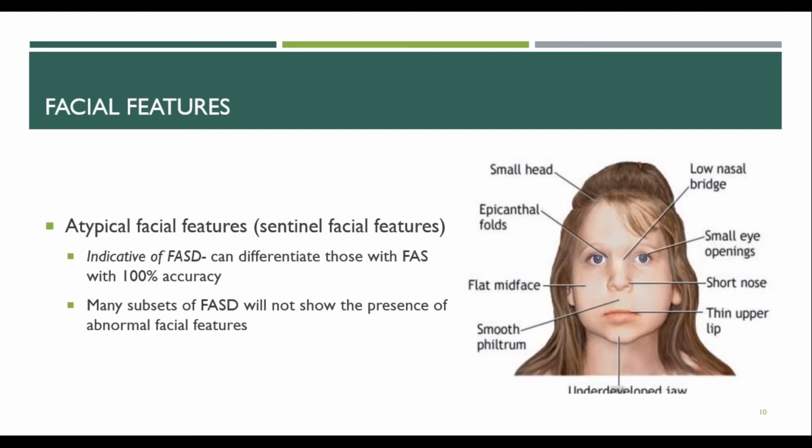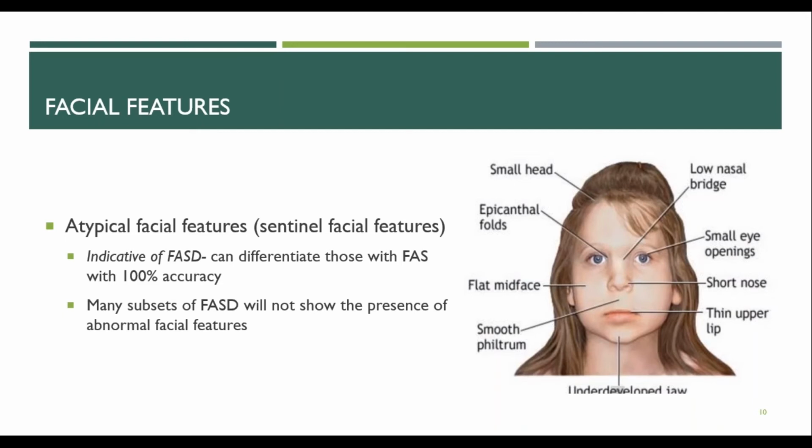Alcohol impacts the midline of the brain. What that means is the mid part of the body, the mid part of the face. Therefore, a lot of the features that are specific to FASD have a direct impact on the middle. As you can see, we have a smaller head circumference, and we talked about why that is: the brain volume being lower, and the individual might have what we call microcephaly.